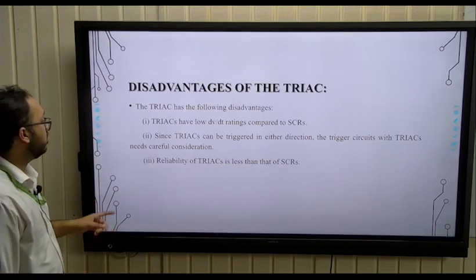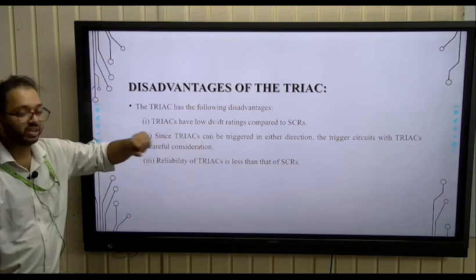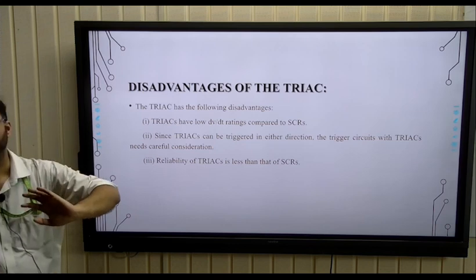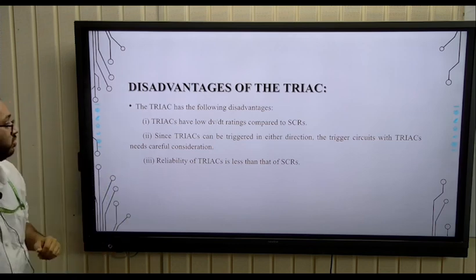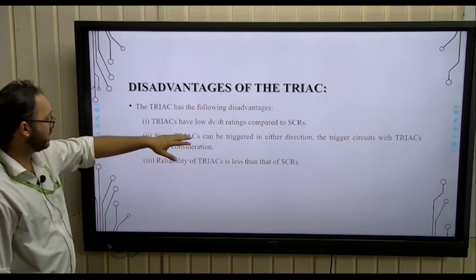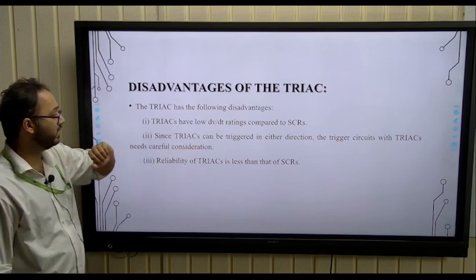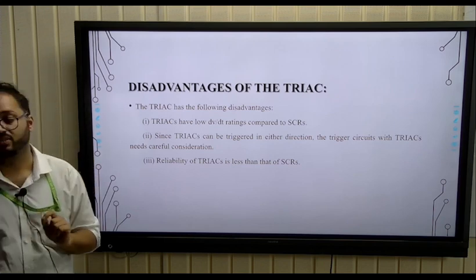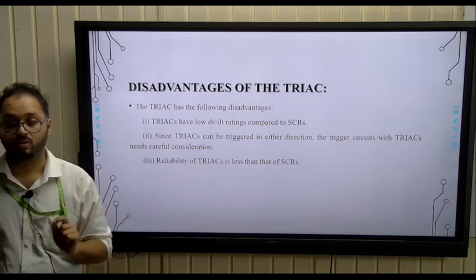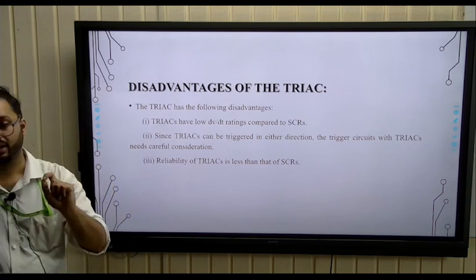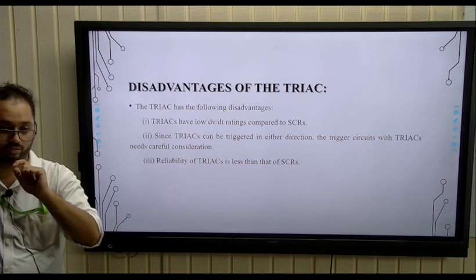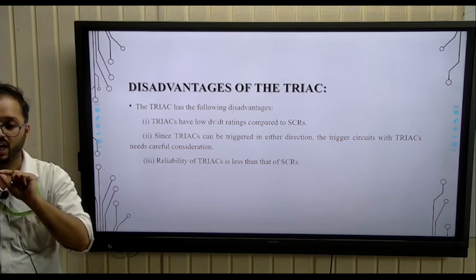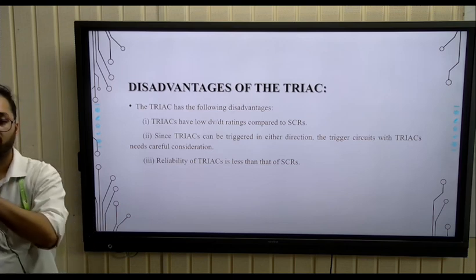The disadvantages of the Triac is that it has lower ratings than SCR. You cannot use Triac on a high power rating as you can use SCR. Since Triacs can conduct in either direction, the trigger circuit needs to be very carefully configured. You need to configure when you are going to apply the gate pulse because it can conduct in both modes. So you need to remember that if I am having a positive pulse, I need to decide whether to conduct in the positive pulse or in the negative pulse.